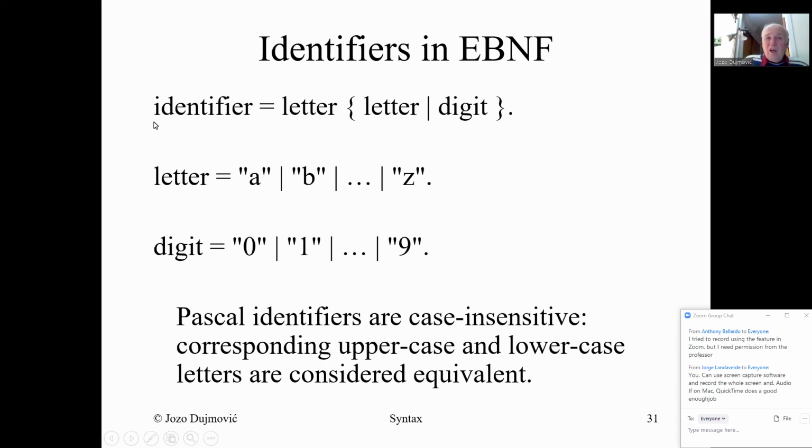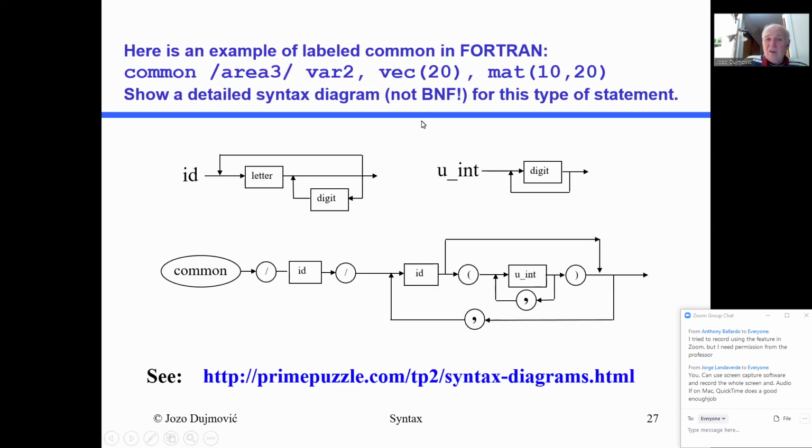Now, you can compare this. Identifier is letter followed by letter or digit any number of times. And take, for example, this here. Where is it?